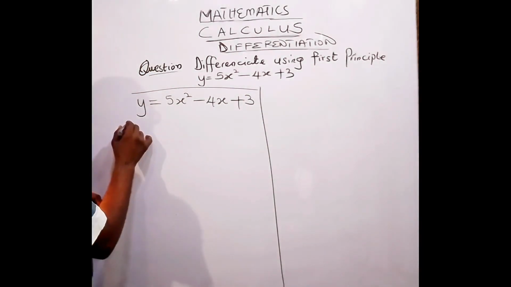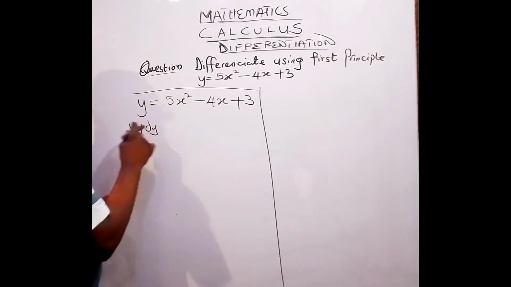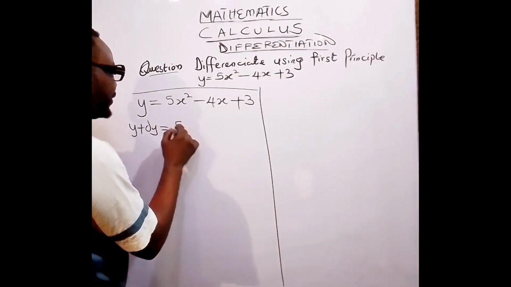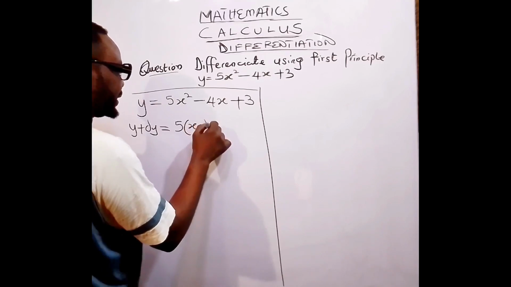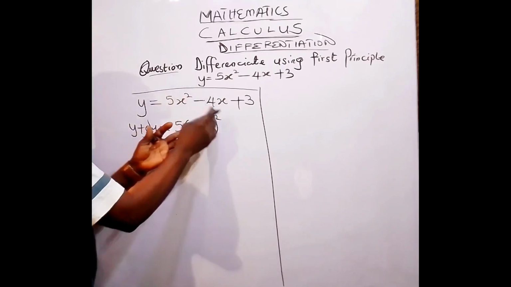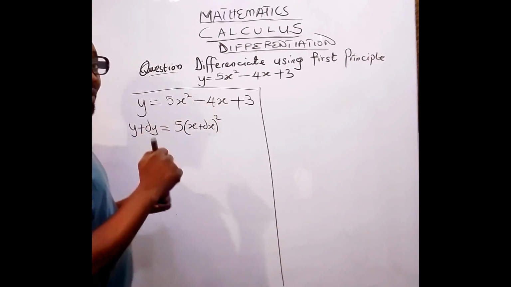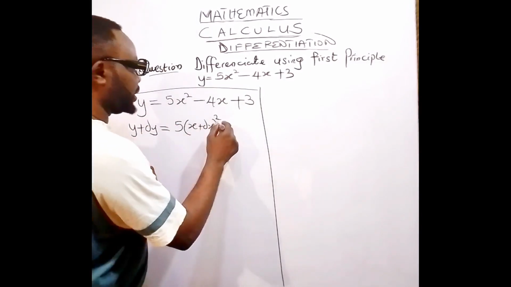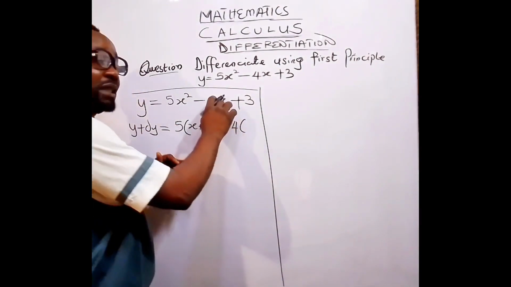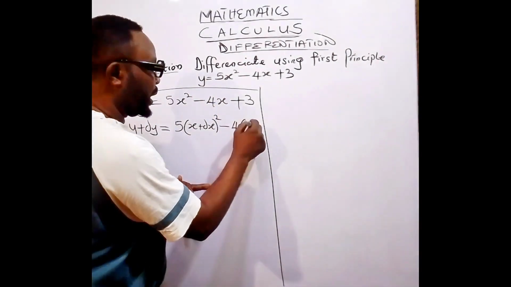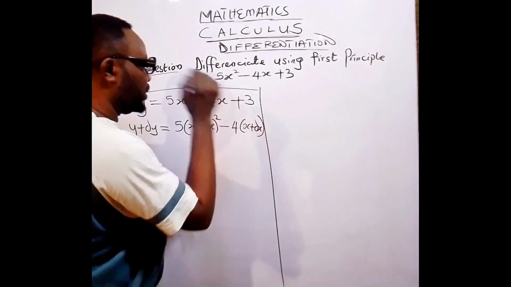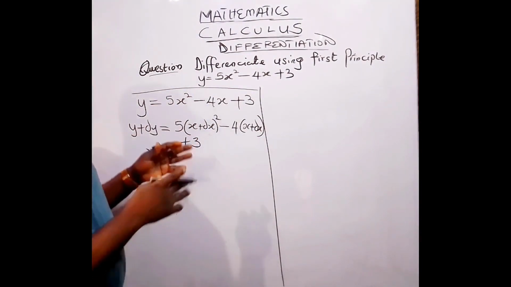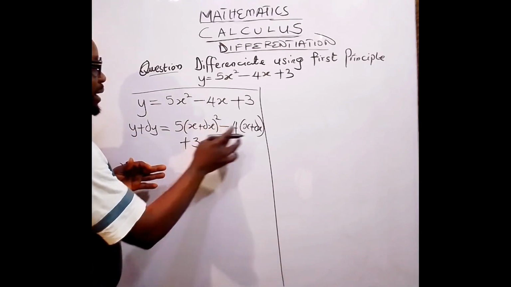So we are going to have y plus delta y. This delta y means the change in y, and it is equal to 5 into bracket x plus delta x, squared. You can see the square on it. After you put the bracket, you put the square on it, because it is x plus delta x. Minus 4 into bracket x plus delta x, because x will also increase. Close the bracket. Plus 3. Now we are going to open up all these brackets.